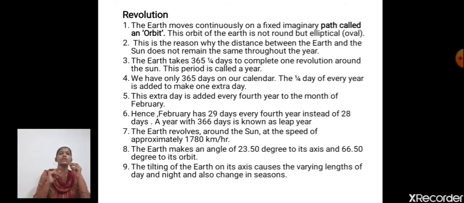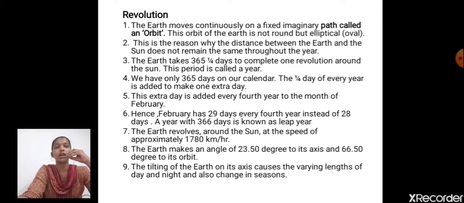Hence, February has 29 days every fourth year instead of 28 days. A year with 366 days is known as a leap year. Now you understand where this 29th day in the month of February comes from. Every year 1/4 day is added, and on the fourth year it comes as the 29th day in the month of February, and that year is called a leap year.